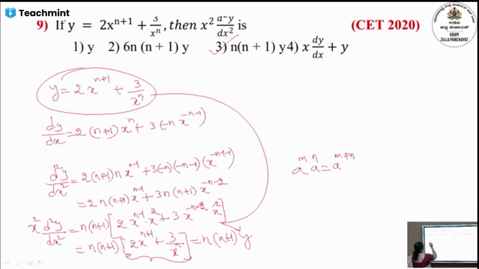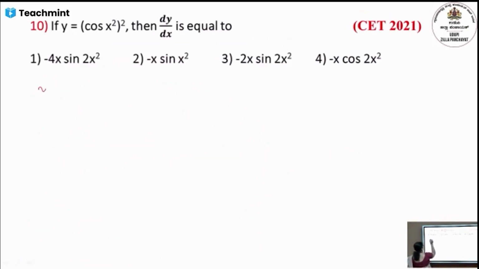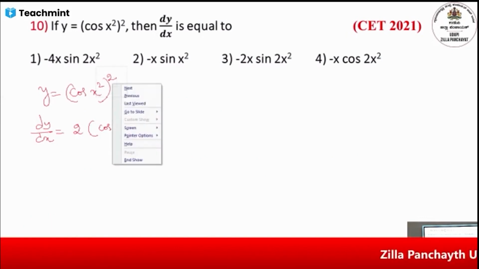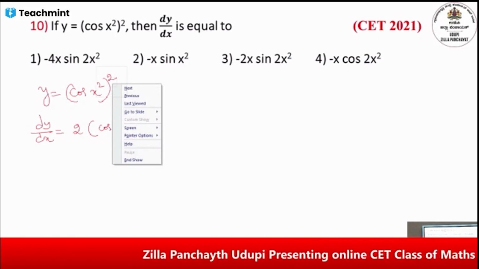Okay. So this is a question from CET 2021. y is cos of x square, whole square. Can you see that I have to apply the chain rule here? The derivative of x squared is 2x. First, I have to differentiate the power. So what is the power? Cos x squared whole squared. The derivative of x squared is 2x. Similarly, the derivative of cos whole squared is 2 cos.